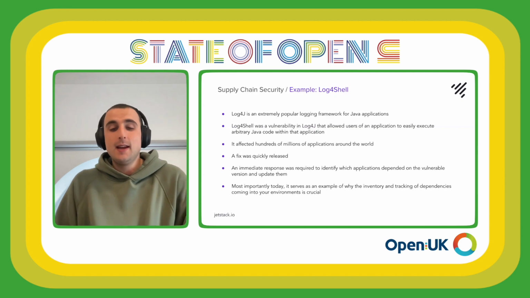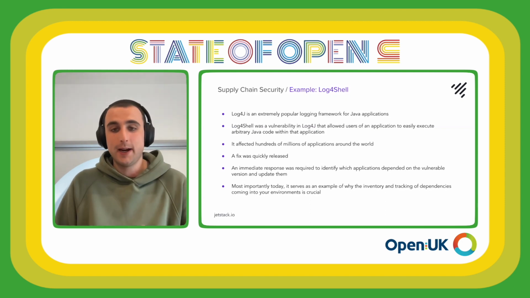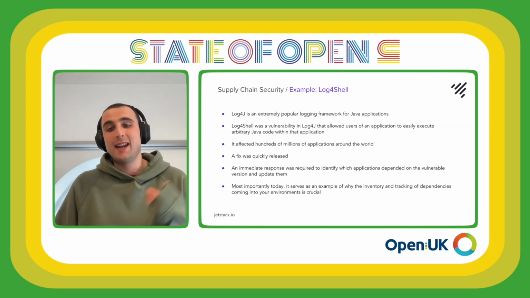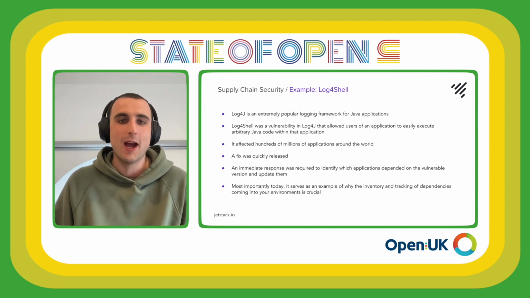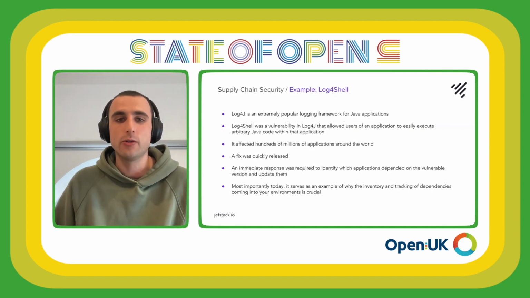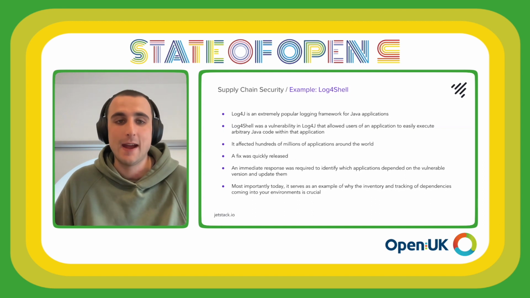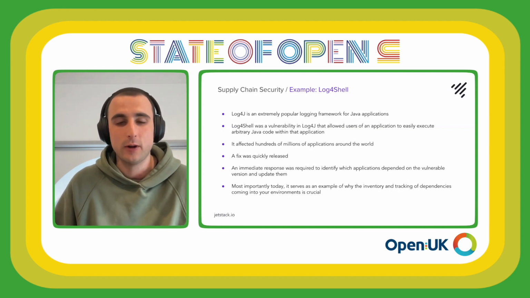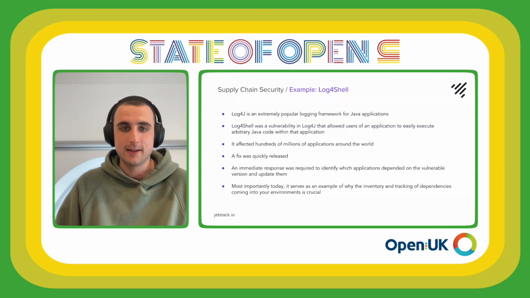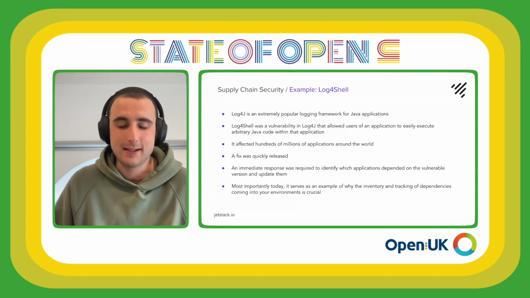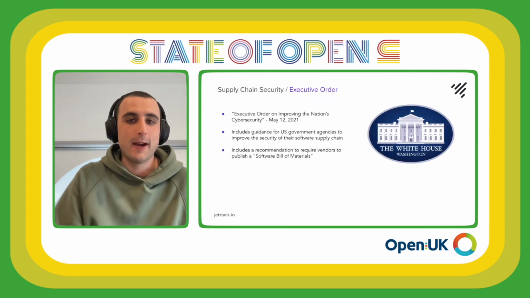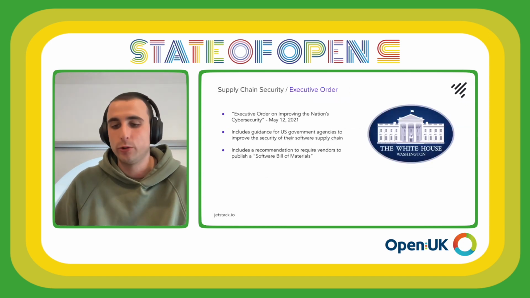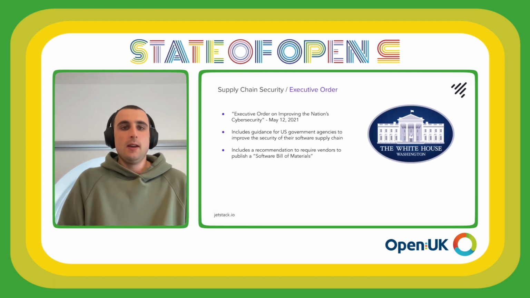Most importantly today, it serves as an example of why the inventory and tracking of dependencies coming into your environments is crucial. And even today, people, we fear, still struggle to identify where this vulnerable piece of Log4j code may be running. I think to say that every single Log4j dependency has been fixed is an incorrect statement, and it definitely serves as a skeleton in the closet that might come back to bite people running their applications in all sorts of different use cases.